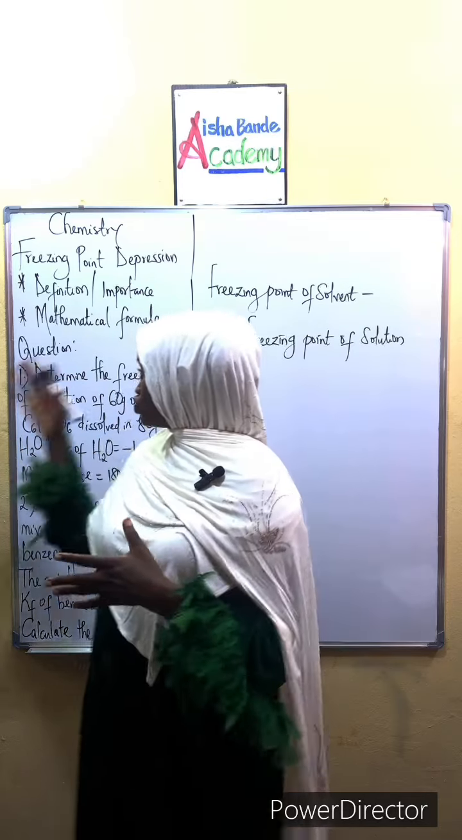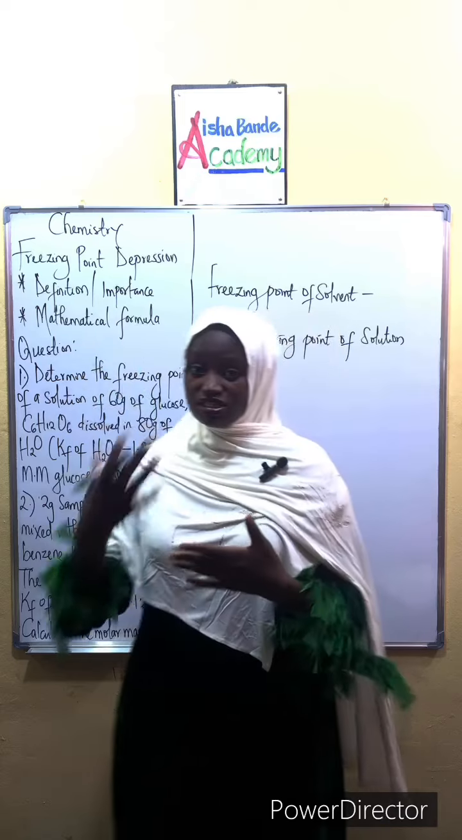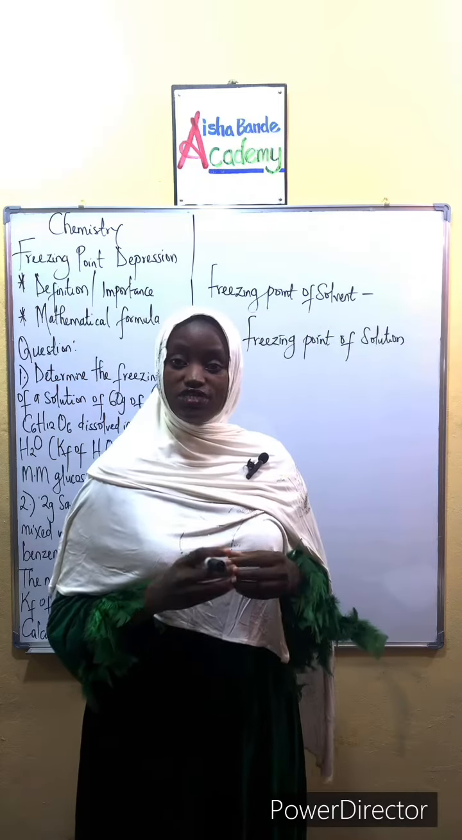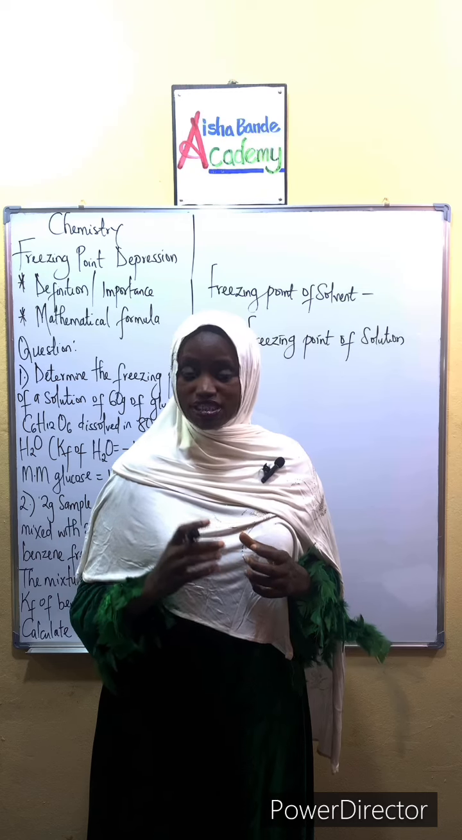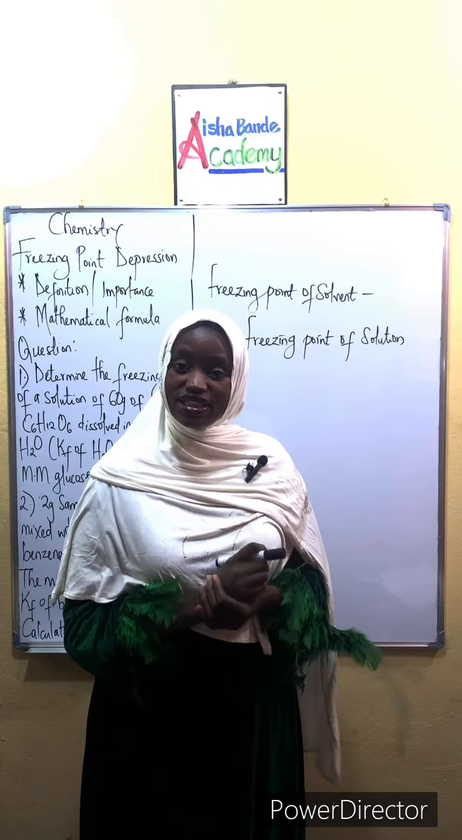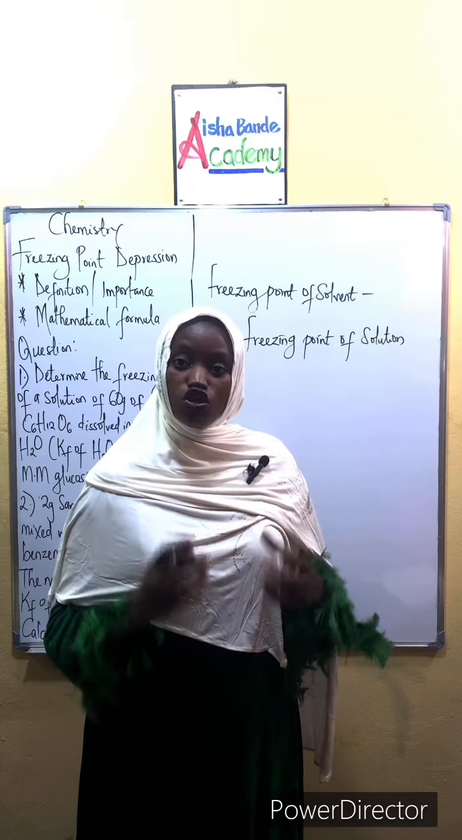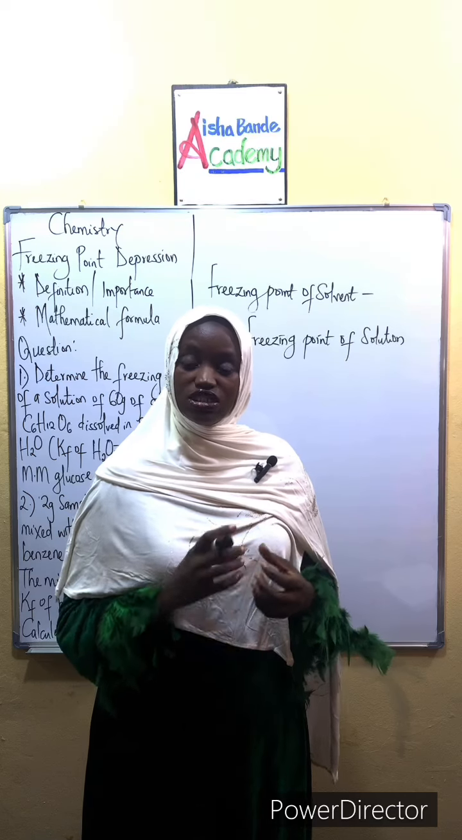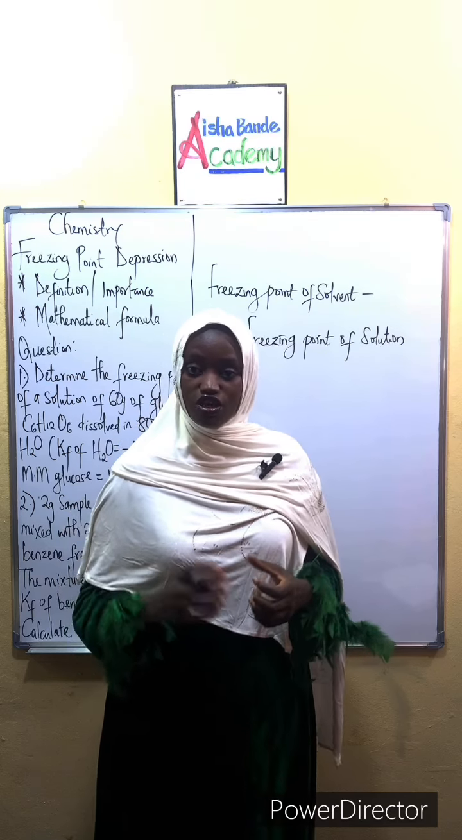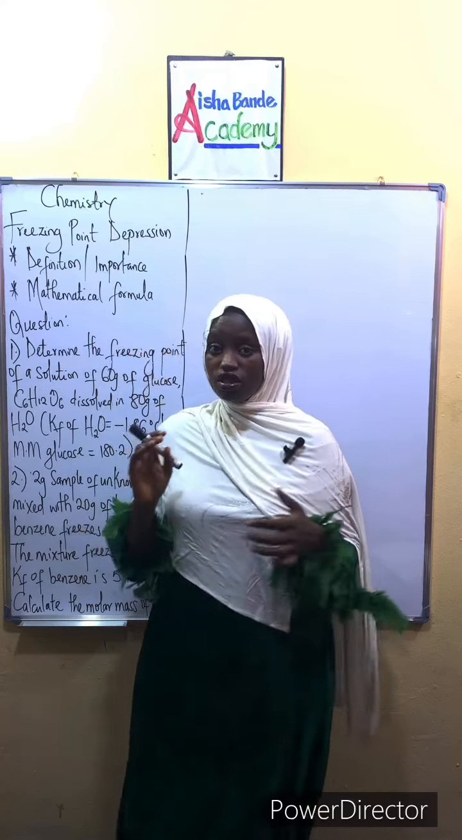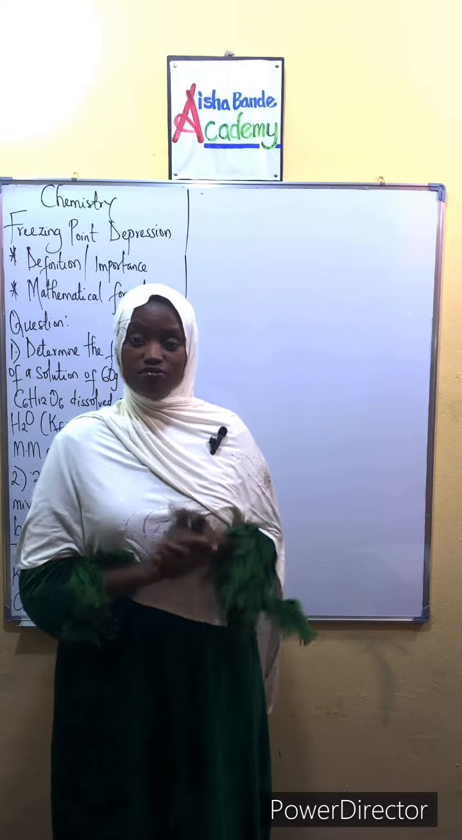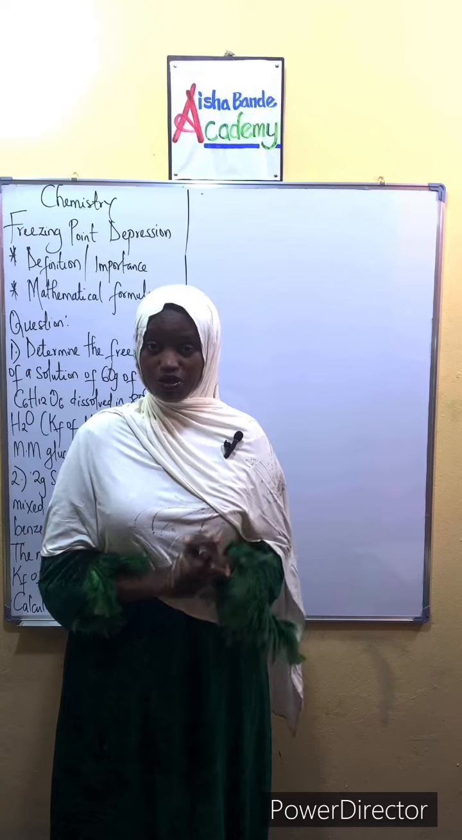So now let's move on to the next one we have, which is the mathematical formula. It's important for us to know that the magnitude of the freezing point depression is directly proportional to the number of solute particles dissolved in the solvent. So let's go to the mathematical formula for the freezing point depression.